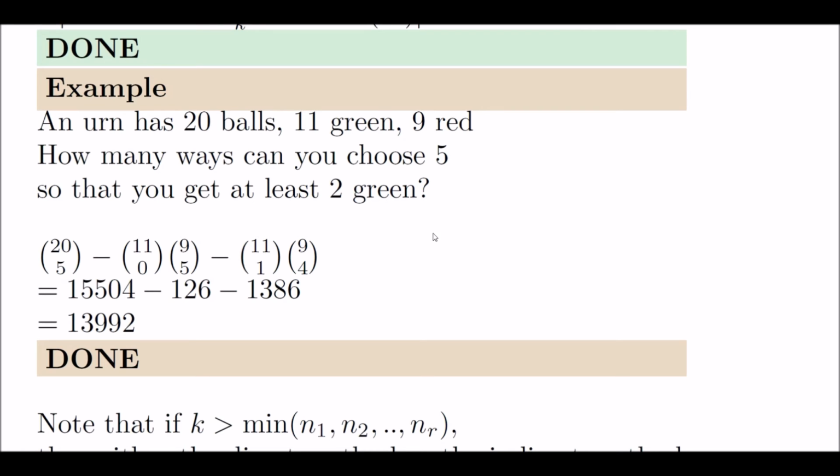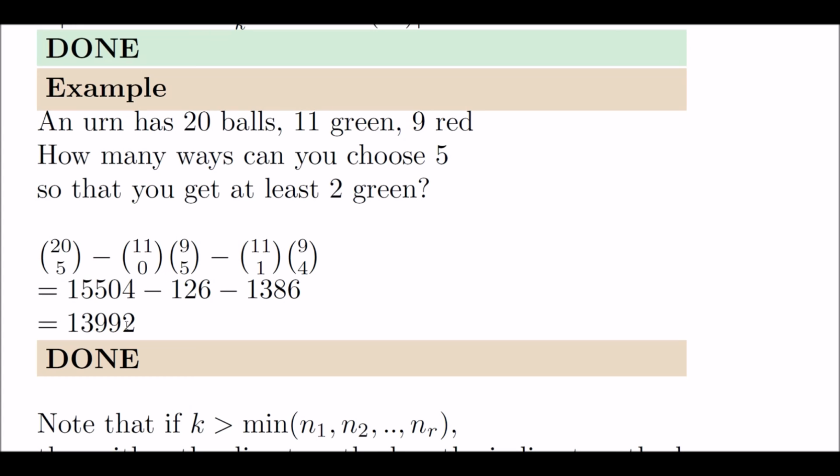So it's the same problem. This time what I'll do is I'll take the number of ways you could choose 5 balls, minus the number of ways that you could choose 5 and end up with exactly 0 green, minus the number of ways you could end up with exactly 1 green. So here's the total number of ways you could choose 5 balls. I'm going to throw out the number of ways where you could choose 5 balls and end up with exactly 0 green. And I'll throw out the number of ways you could choose 5 balls and end up with exactly 1 green. Because these are the only 2 ways you could not end up with at least 2 green. You won't have at least 2 green if you have exactly 0 green, or if you have exactly 1 green.